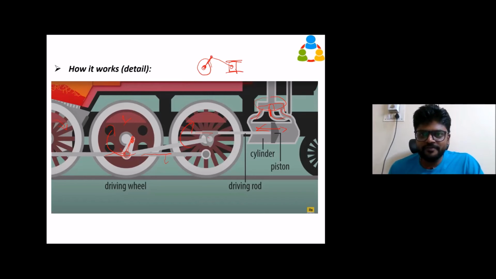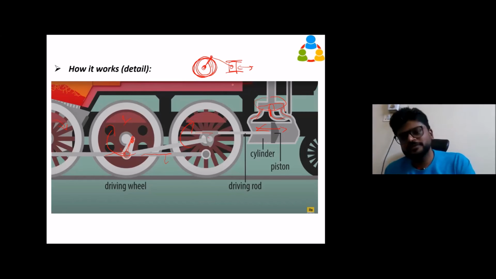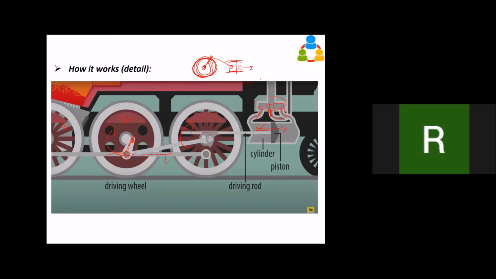And this crank rod, when it is going forward and backward, will pull here and again push. Pull, push. Because of pull and push, it will make rotation. Okay, guys, any doubt here? Shall we move on? Yes, sir. No doubt.